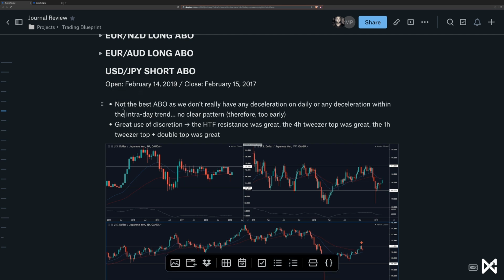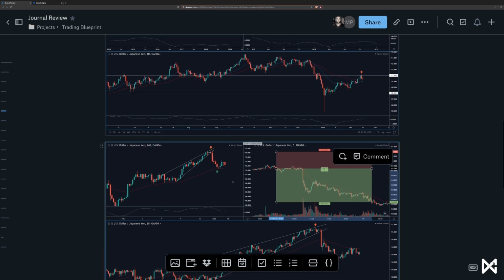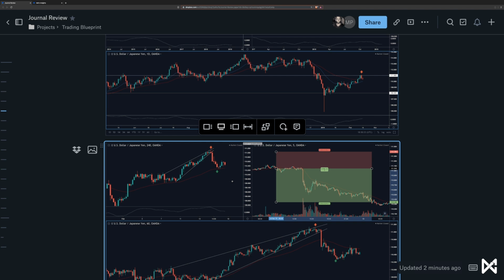So personally, it's kind of like an ABO that I would not really spot based on looking at these higher time frames. But I said great use of discretion, because that's important. It is not a perfect ABO, so it is a discretionary ABO because of the higher time frames. Now, when you look at the lower time frames, they're pretty good.